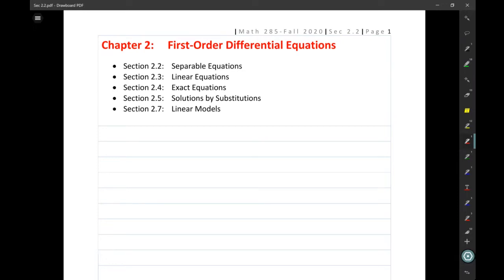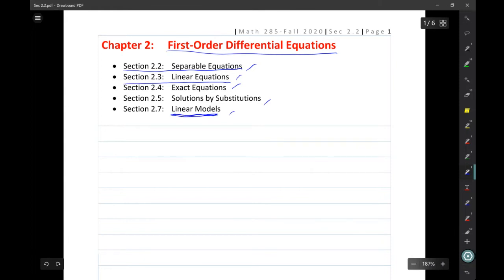And in chapter 2, inshallah ta'ala, we will study different types of first order differential equations, and for each type there is a special method to solve this type of differential equation. The first one today, we will start with the separable, and we will talk about the linear equations, inshallah ta'ala. Then we will go to the exact, then the solution by substitution, and finally the application of the differential equation for the first order, the linear models.